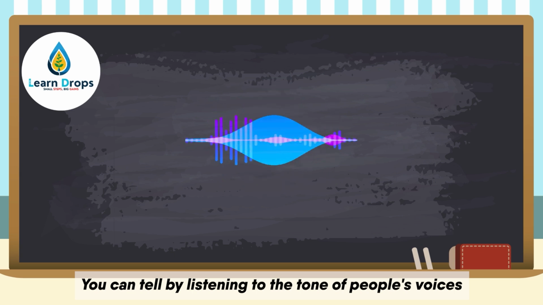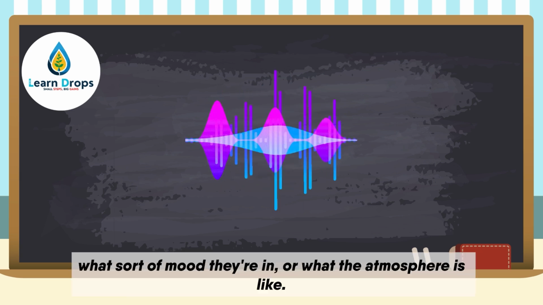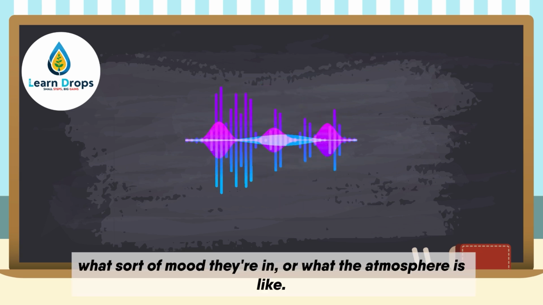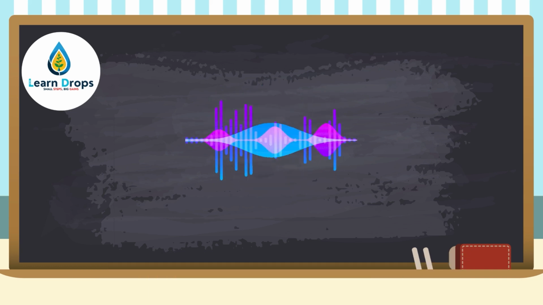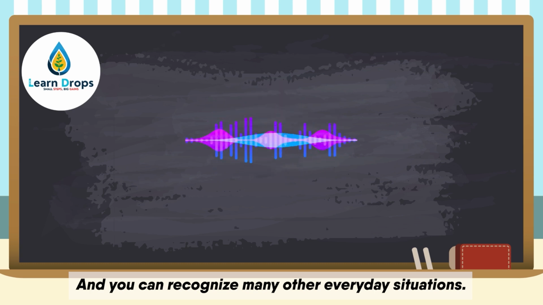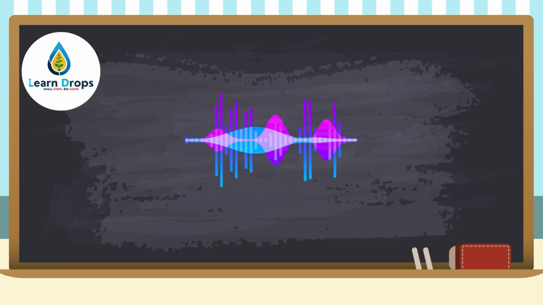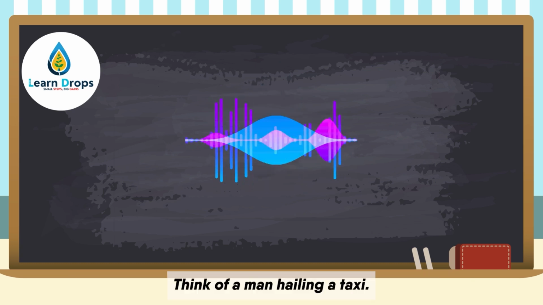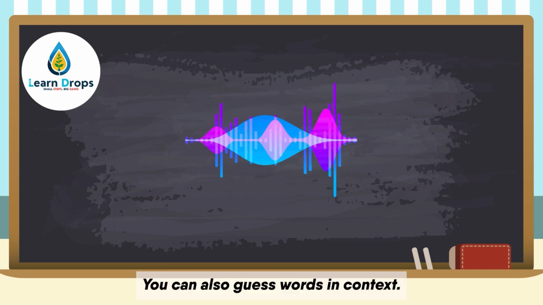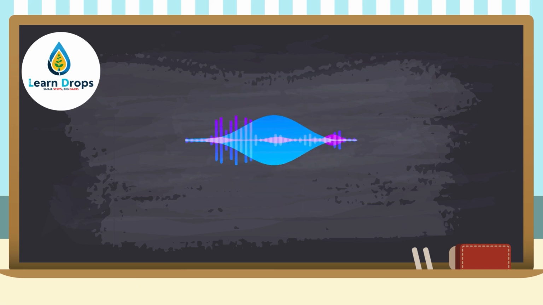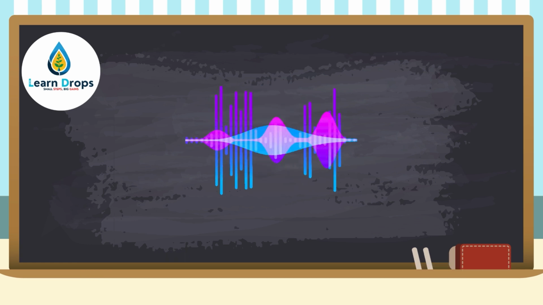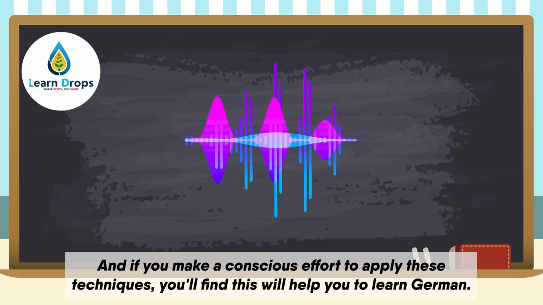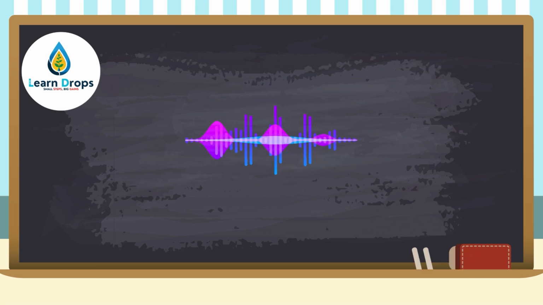You can tell by listening to the tone of people's voices what sort of mood they're in, or what the atmosphere is like. Think of the conversations at the party. And you can recognize many other everyday situations. Think of the man hailing a taxi. You can also guess words in context, words you already know in your own language or in another language. And if you make a conscious effort to apply these techniques, you'll find this will help you to learn German.